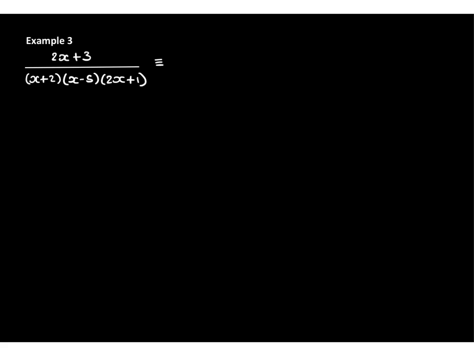This time we have 3 factors in the denominator. So as we think about our decomposition, we're going to need 3 fractions: a over x plus 2, plus b over x minus 5, plus c over 2x plus 1. Now, the next step would be to ensure that all 3 of these fractions have the same common denominator, which will be the same denominator as the original fraction on the left-hand side.